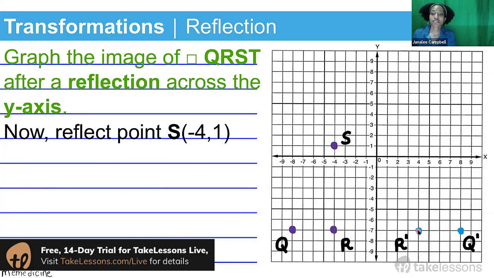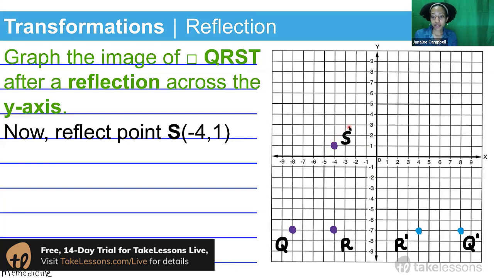Now we're going to reflect point S, okay? So we're on our 3rd point of our original rectangle. We're going to reflect it about the y-axis. It's located horizontally at -4, which means we had to travel 4 units to the left of the origin. Recall, the origin is located at 0, 0. And it's shifted upward 1 unit. So it's located at x equals -4, y equals 1, okay?